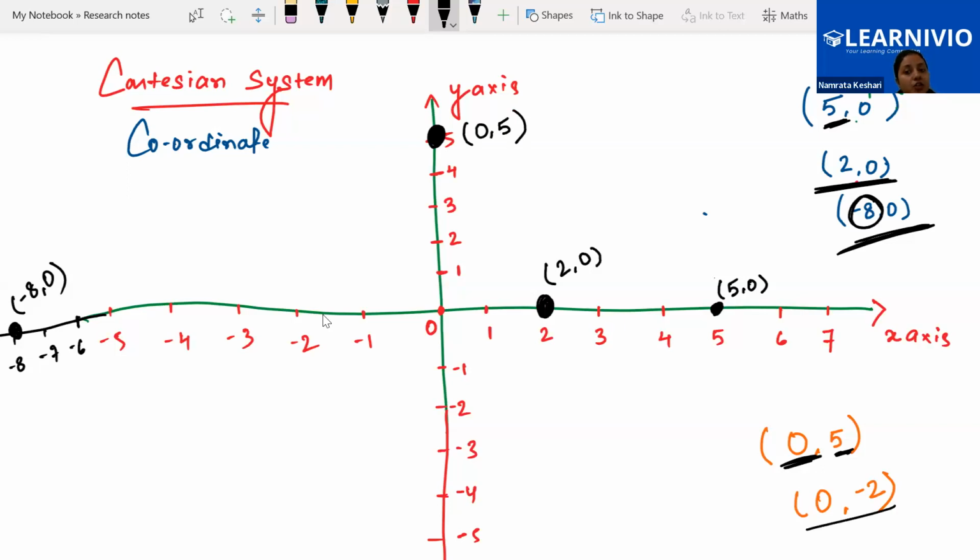If we are having 0, negative 2, that means x is nothing and y is negative 2. So where is the location of that? The location will be where y is negative 2 over here. Just keep looking at the cursor and you will understand. This is the location where x is 0 and y is negative 2.